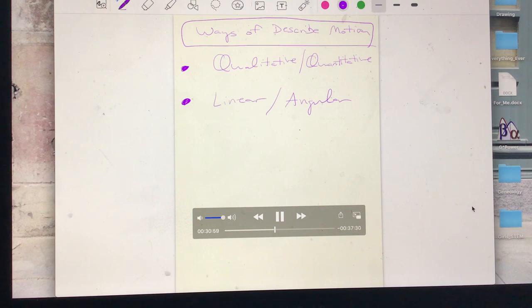I'm going to be pretty specific. Here's how I would suggest you learn these. I think you probably already have a pretty good idea, but I want you to be sure that you're specific. A linear form of motion is motion in one direction at one speed. A true linear form of motion is motion in one direction at one speed.